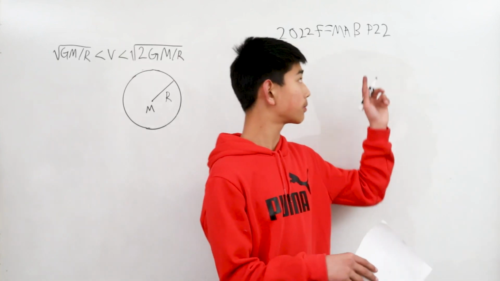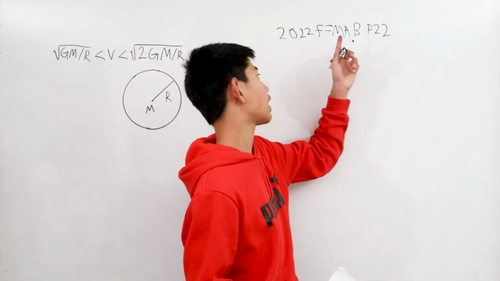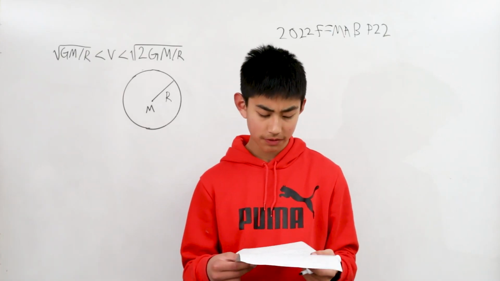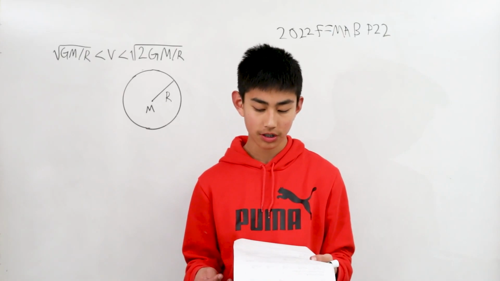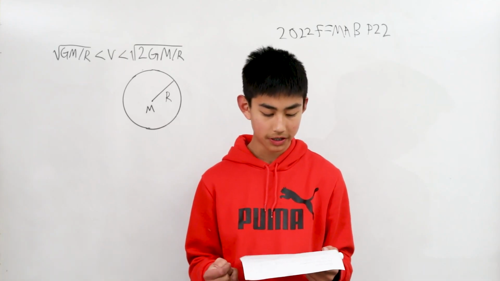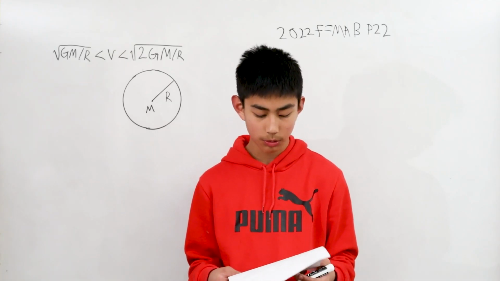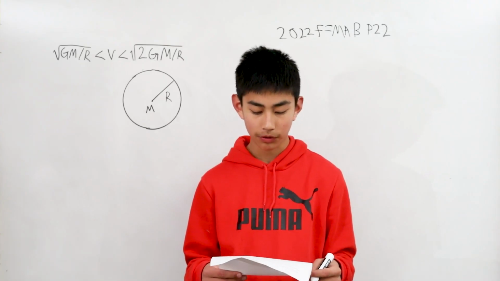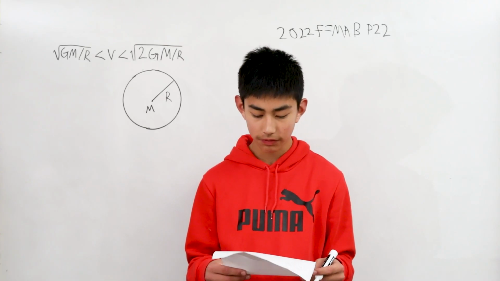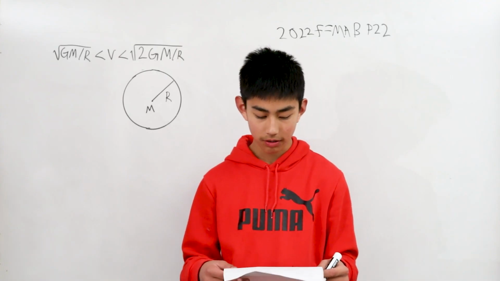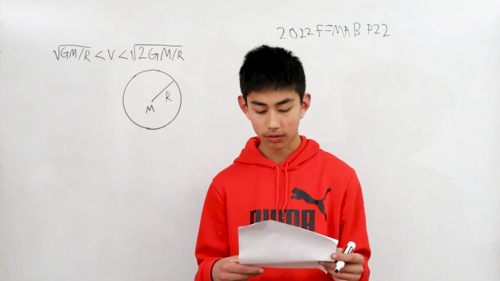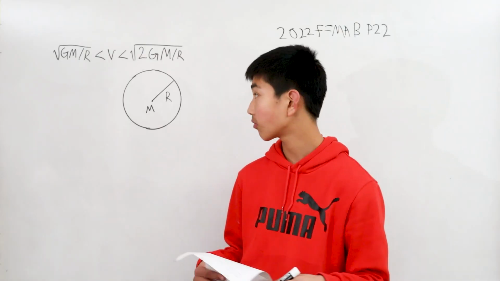We're solving problem 22 from the 2022 F equals MA exam B. A cannon just above the surface of a spherical planet with mass m and radius r launches a particle with speed v, where the square root of GM over r is less than v is less than the square root of 2GM over r. The initial velocity of the particle makes an angle theta with the vertical direction. Neglect drag. For what theta will the particle never collide with the planet?